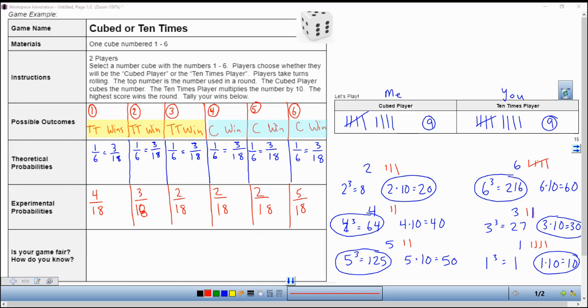So it says, is your game fair? How do you know? We'd say the game is fair because each player has an equal chance to win.